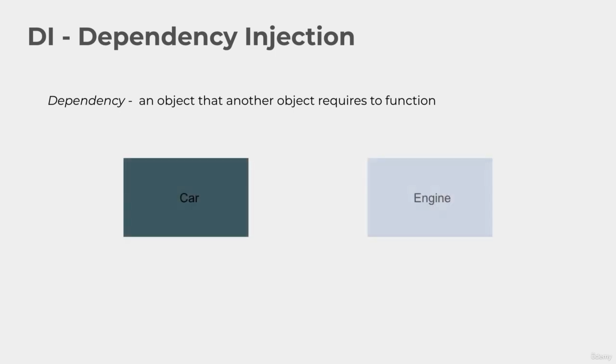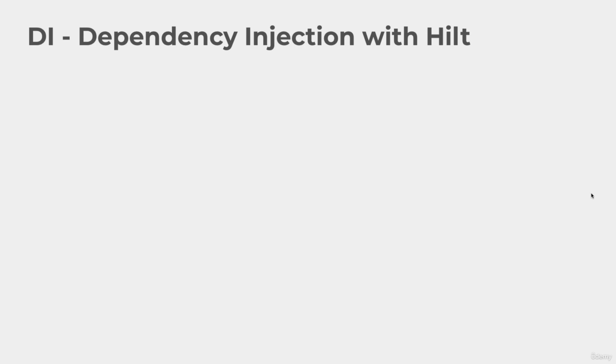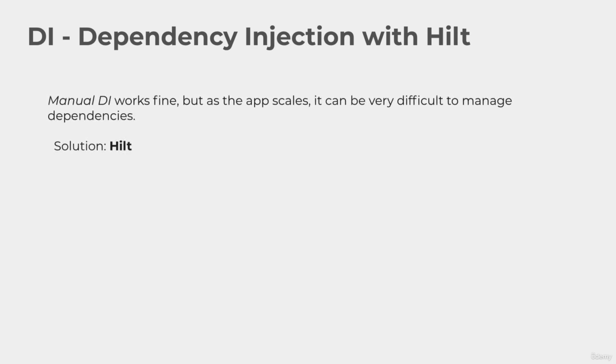So we learned the advantages of doing dependency injection when an object requires another object to function properly. For instance, a car may need an engine, and so the car depends on the engine. Although manually we can create those dependencies, with Hilt it's way better, because manually, as the app scales, it can be very difficult to manage dependencies. So Hilt solves that problem because we gain reusability of code, ease of refactoring that code, and ease of testing, which is very important.